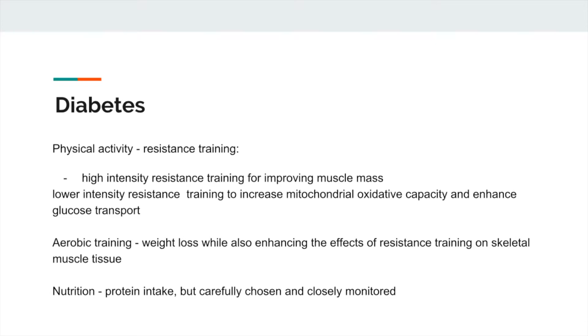Aerobic training might also be excellent for sarcopenic patients with diabetes. It helps in weight loss and also enhancing the effect of resistance training on skeletal muscle tissue, improving protein synthesis and mitochondrial bioenergetics.